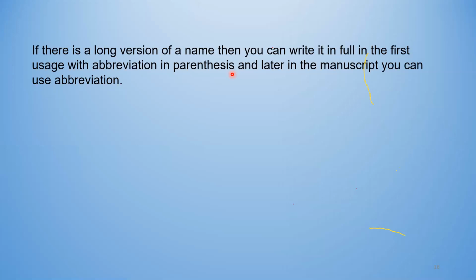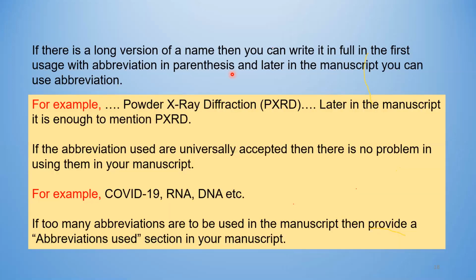Suppose you are using an instrument that has a long name combining 3 or 4 words, it is better if you use an abbreviation, no problem. In the first place, you write the full name, put the abbreviation in the bracket, and in the later stages, you can use the abbreviation. For example, powder X-ray diffraction can be shortly written as PXRD. So first, these particular samples were tested using powder X-ray diffraction (PXRD), and the PXRD results show that. In that way you can change that.